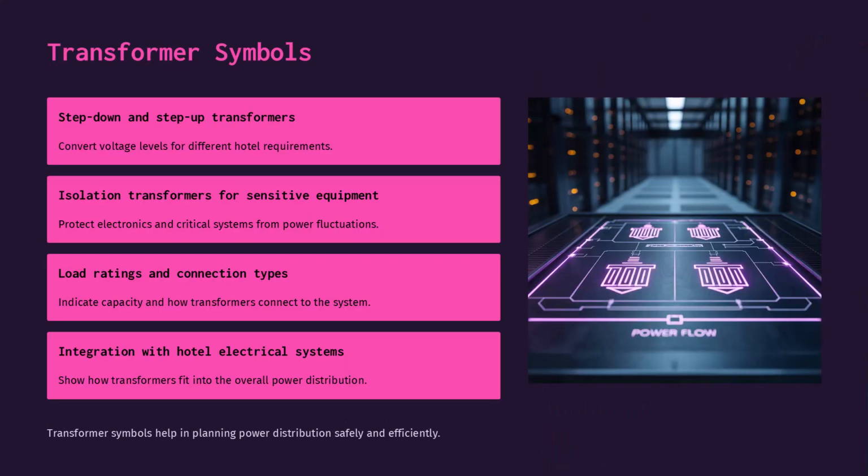Transformer symbols. Let's now look at transformer symbols. Step-down transformers reduce utility voltage to usable hotel levels. Step-up transformers may be shown where higher voltages are required for certain equipment. Isolation transformers protect sensitive systems such as IT equipment from surges. Load ratings indicate the capacity of each transformer. Connection types explain how transformers integrate with hotel circuits.